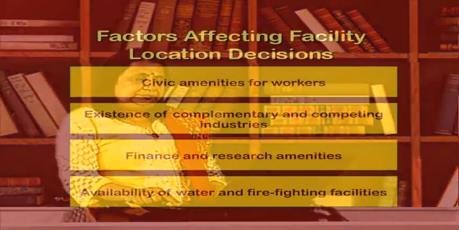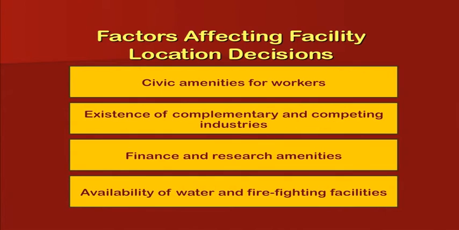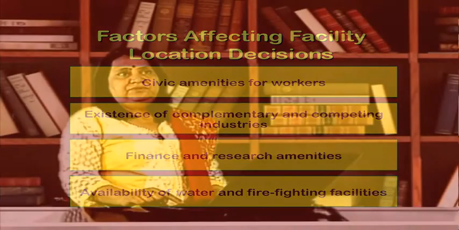be increased. Now, factors affecting facility location decisions relate to civic amenities for workers, existence of complementary and competing industries, finance and research amenities, availability of water and firefighting facilities. Now, if you are organizing a facility for your workers, you need to look at areas where you are working. They need to be near to the training centers and to the research centers. We can collaborate with competitors also to create common facilities which can save your cost. The community hall and the seminar halls can be jointly used.